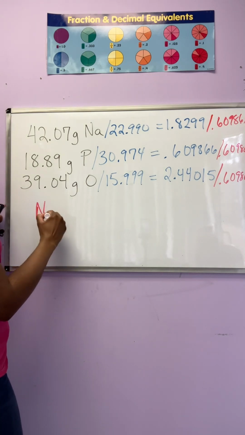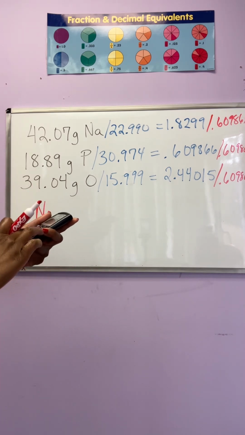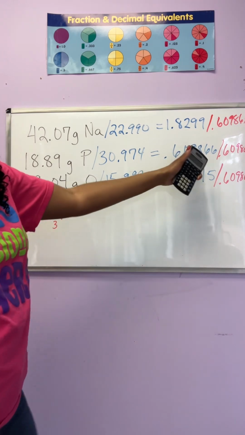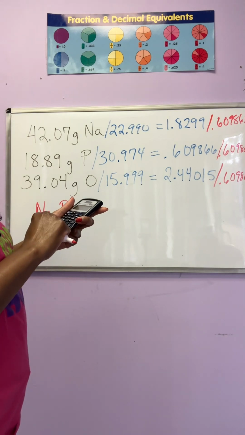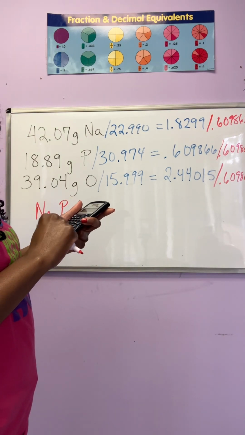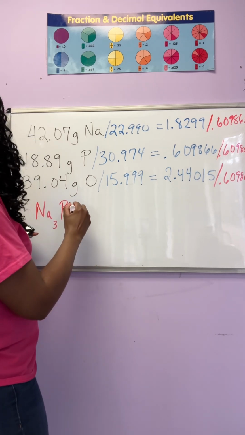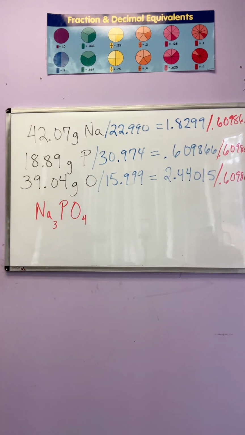Okay, so for my sodium, it's close to 3. This is definitely a place where you want to be doing some rounding. For our phosphorus, that was going to be our standard anyway, so if I divide this by itself, it's going to be 1. And for oxygen, it is close to 4. So that is the empirical formula of this compound that we were given.